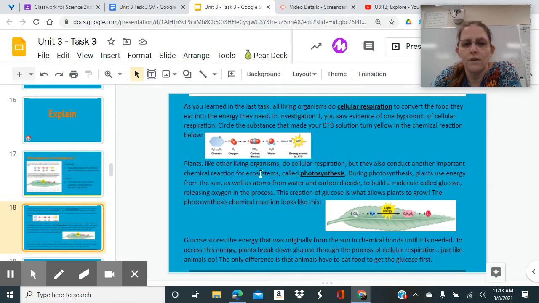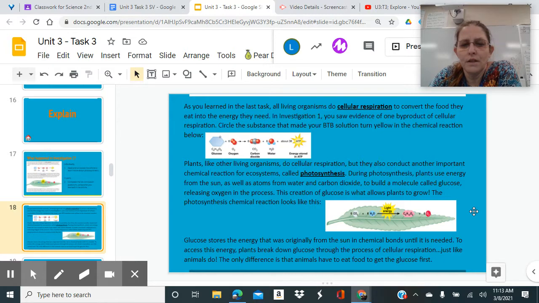Plants, like other living organisms, do cellular respiration, but they also conduct another important chemical reaction for ecosystems called photosynthesis. During photosynthesis, plants use energy from the sun, as well as atoms from water and carbon dioxide, to build a molecule called glucose, releasing oxygen in the process. This creation of glucose is what allows plants to grow. The photosynthesis chemical reaction looks like this.